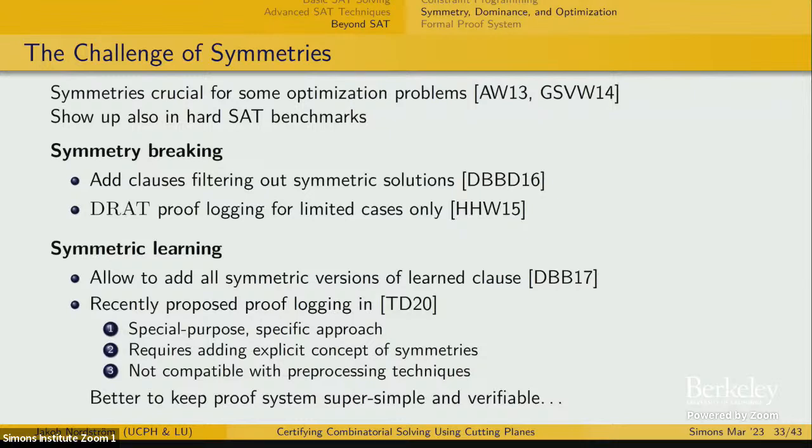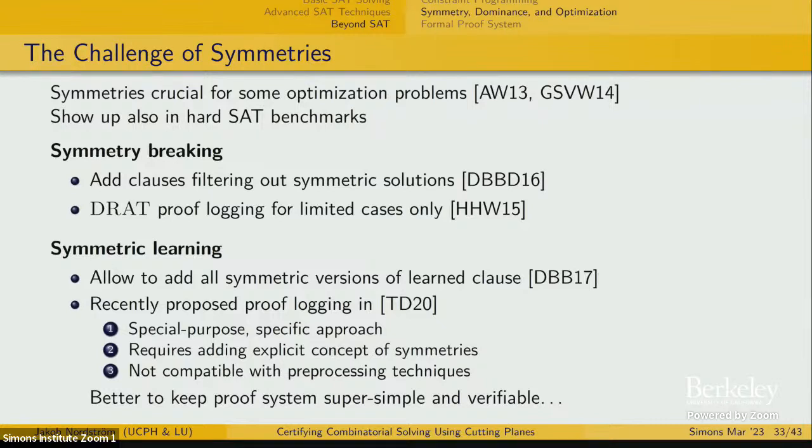So what can you do with symmetries? One thing you can do is break symmetries to get, for instance, the lexicographically smallest solutions. You could also, if you don't want to change the set of solutions, do something that is called symmetric learning, where any time you derive a consequence, you say, oh, any symmetric version of this consequence should also be valid. Okay. There has been one proof logging system proposed for symmetric learning, which basically just says, take a proof system and extend it with knowledge of permutations and symmetries and that kind of thing.